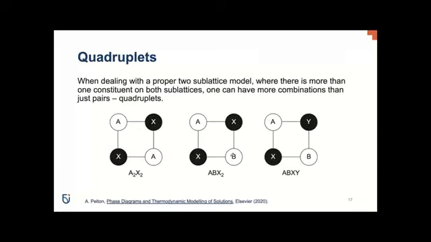Now, when you deal with a more sophisticated two sublattice model, where you have constituents on both cationic and anionic sublattices, you can have many more combinations where you may no longer have pairs, but now you may have quadruplets. So in this case, you may have A and B interacting, let's say, on the primary sublattice and X and Y on the second sublattice, and many mixtures therein. If anyone is interested in further details of this particular model from a theoretical perspective, I'd recommend checking out the book that's listed at the bottom of slide 17.